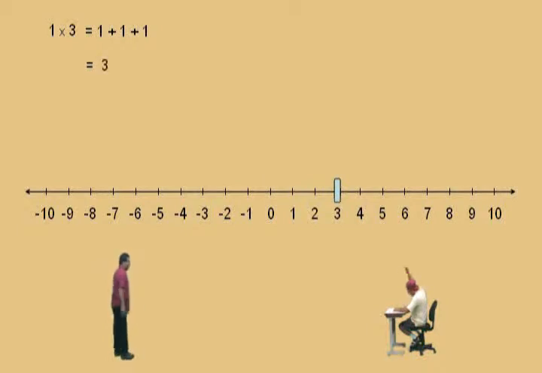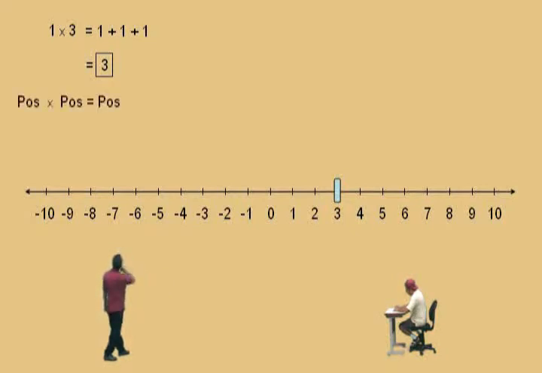It's 3. Okay? Now, why we're showing it this way is so that we can understand that a positive times a positive will always be positive. Because if you're multiplying two positive numbers together, you're always going to be adding positive numbers, and therefore your answer will always be positive. That is why a positive times a positive is positive all the time.